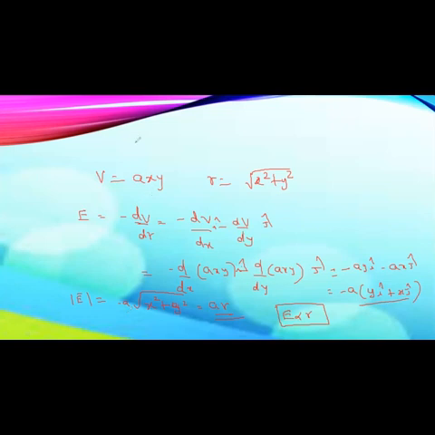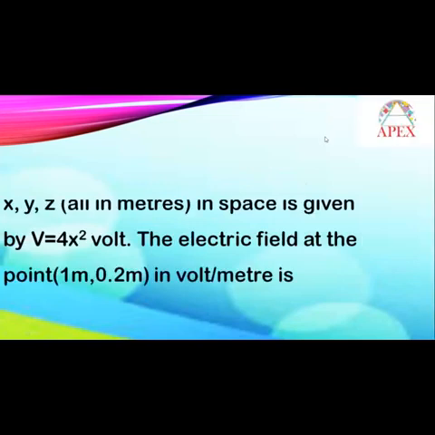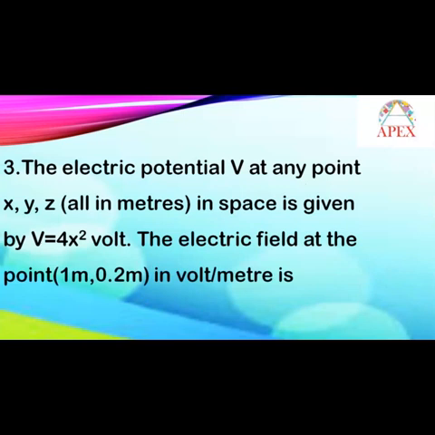Now, question number 3. The electric potential V at any point x comma y comma z in space is given by V equal to 4x square. The electric field at the point 1 comma 0 comma 2, I think, 1 comma 0 comma 2 it is.